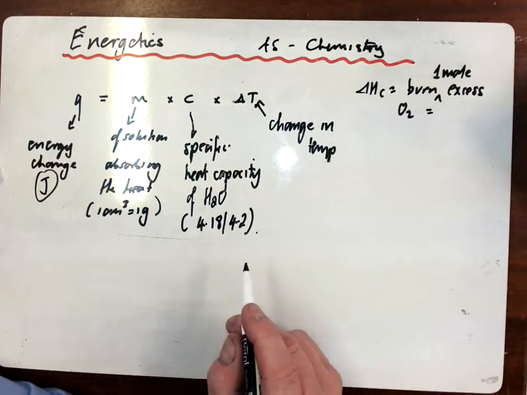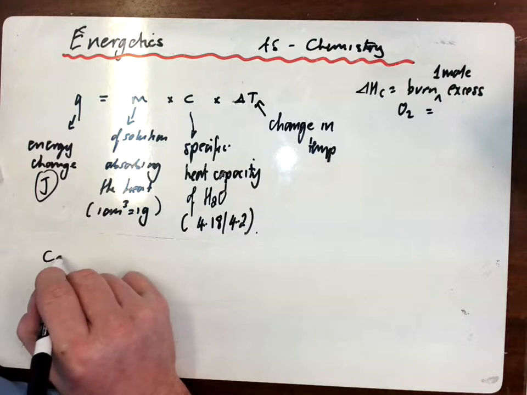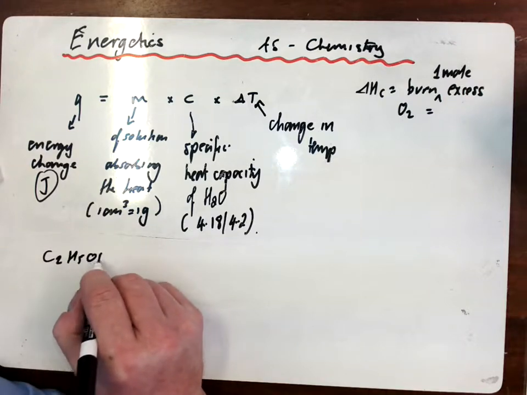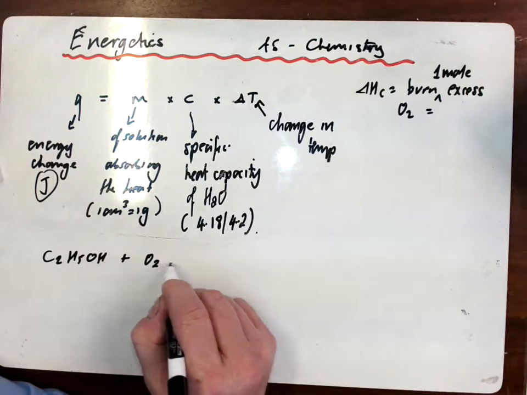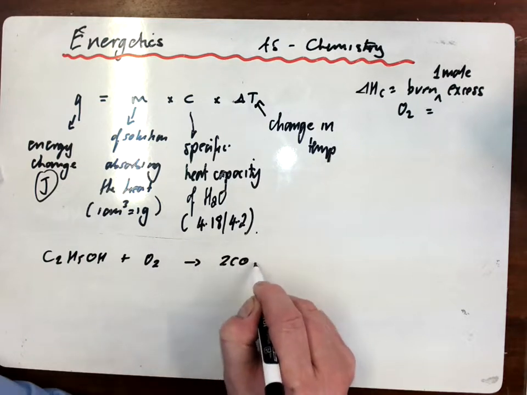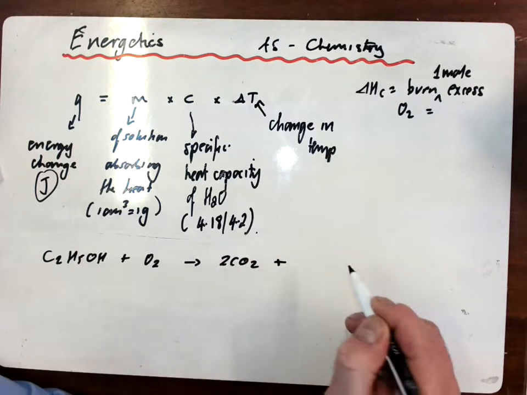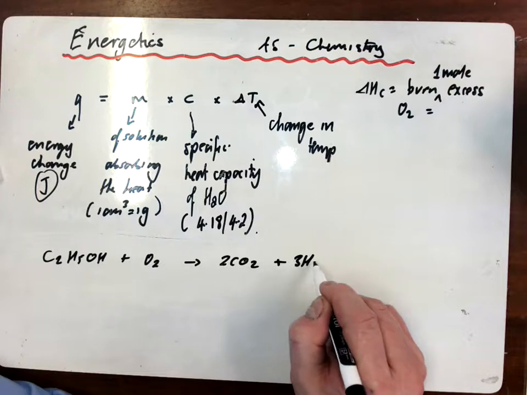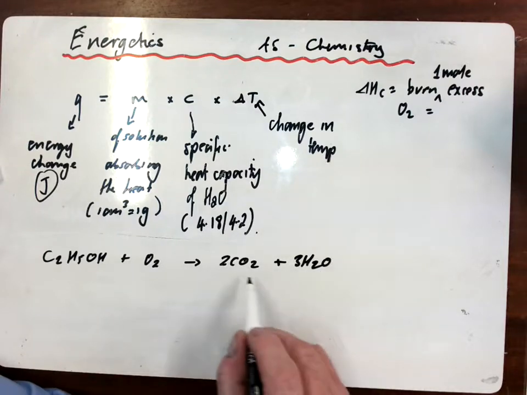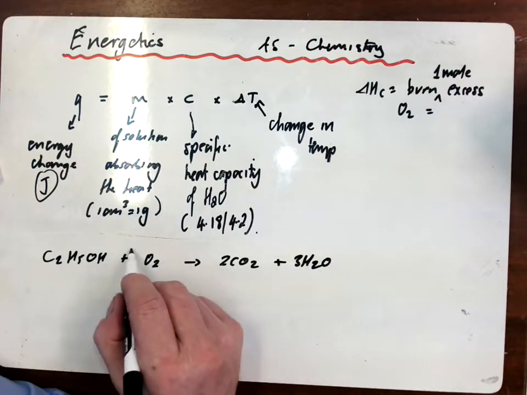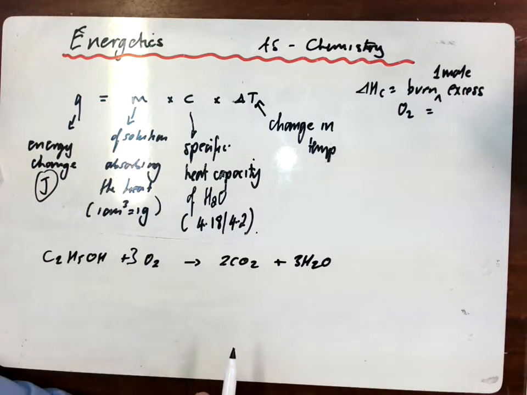So let's say we've got some ethanol, okay, and we're going to burn our ethanol in excess oxygen, and that'll give us carbon dioxide, and it'll give us some water. So we balance that out as so.